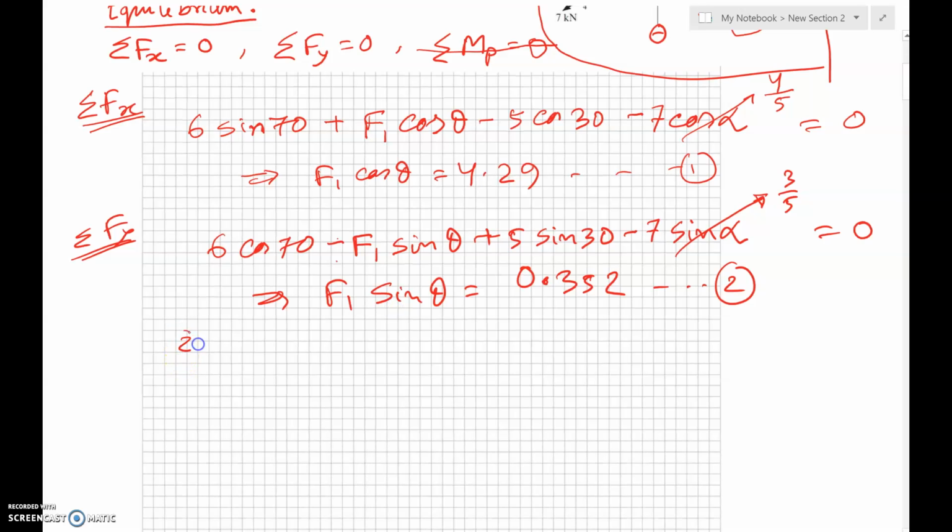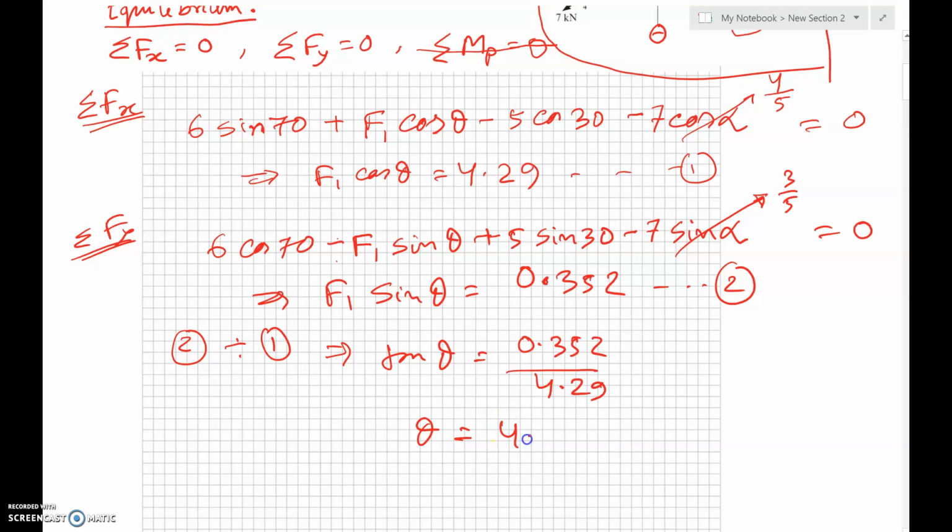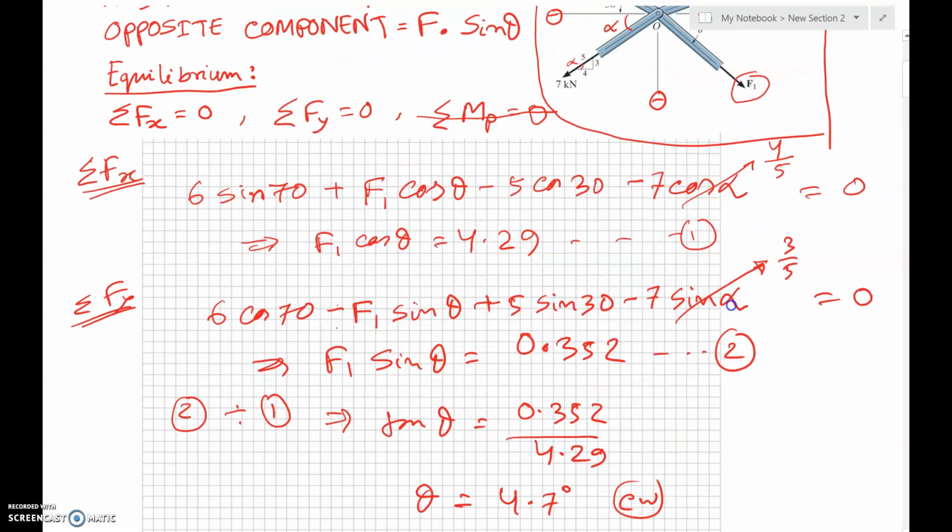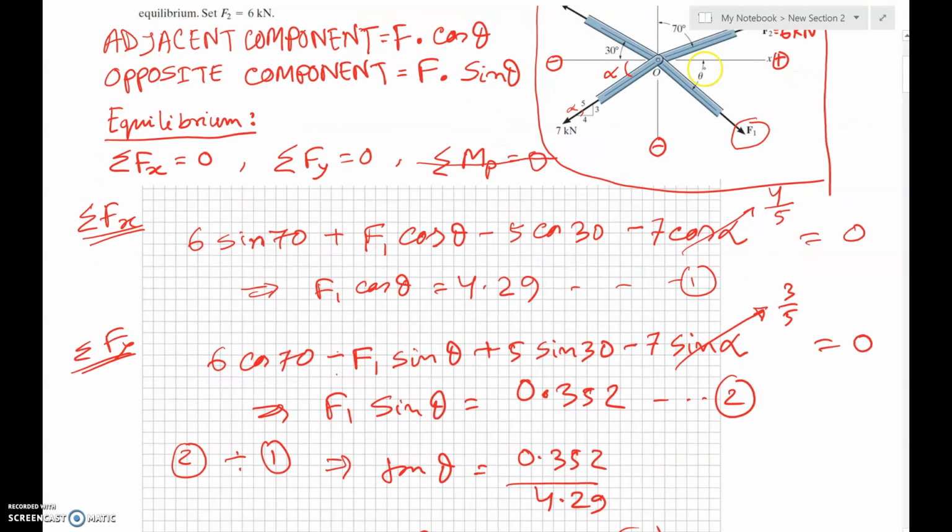So now if we divide equation 2 by equation 1, what we can find is tan theta is equal to 0.352 divided by 4.29, and solving this we can find theta is equal to 4.7 degrees, and this is clockwise because as we can see in the figure, this is this angle.